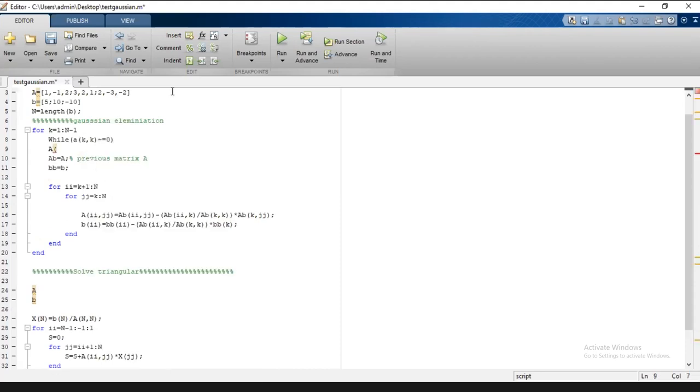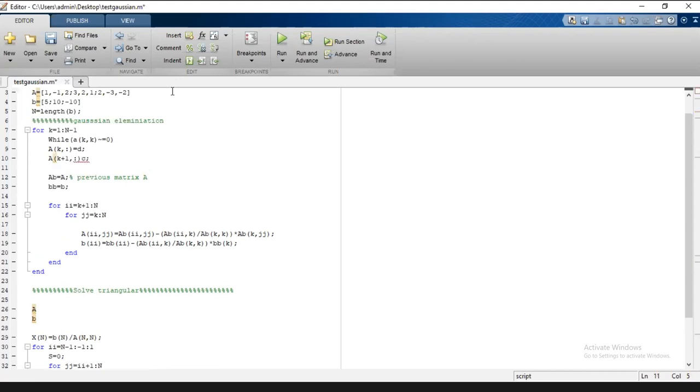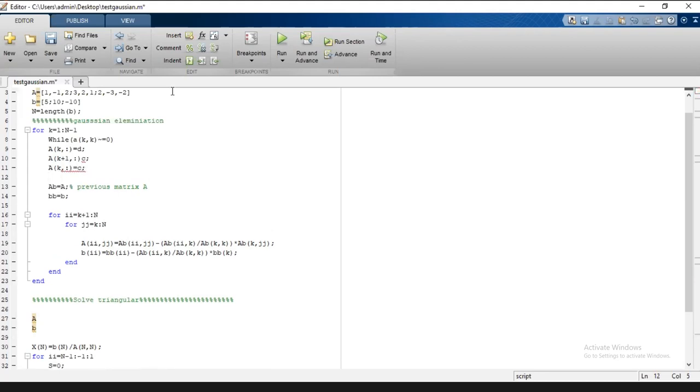Okay, so A_k2 point is equal to A_k. Okay, I will call it D, for example. A_k plus 1 equals C, for example. And then you switch them. So A_k equals C, A plus 1.